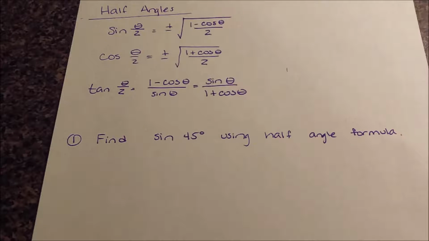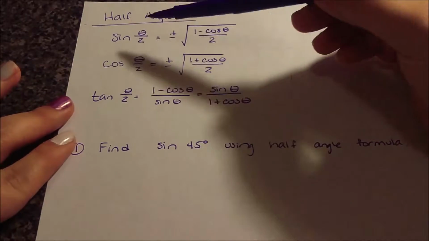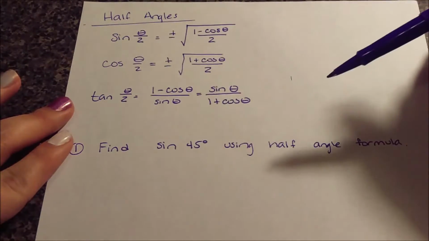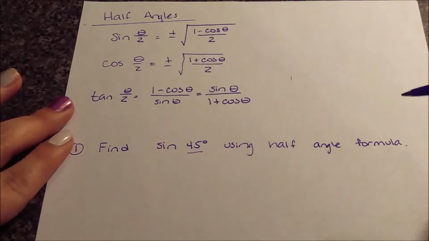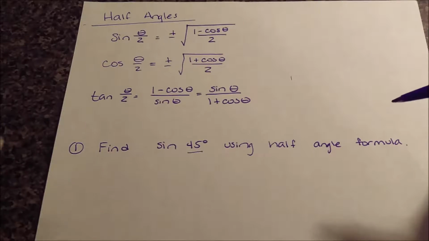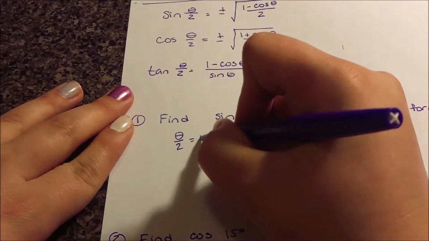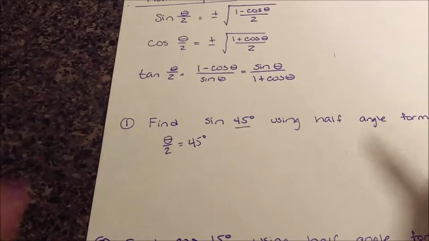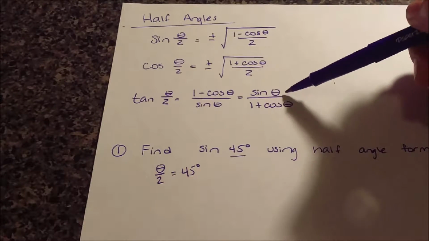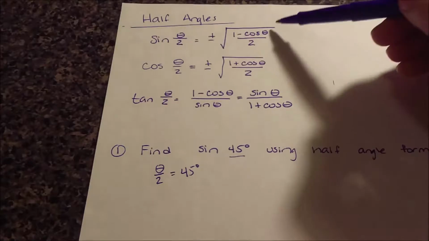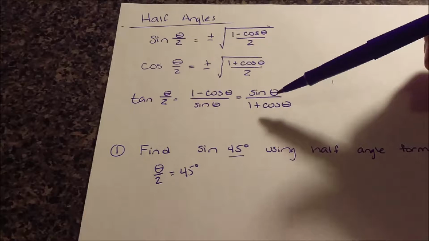So the first one, find the sine of 45 degrees using half angle formulas. Because it is the sine, I'm going to be using this very first formula. Now the angle that is given inside the trig function, the one that we're evaluating, that is the half angle. So I like to write down just kind of a little note section off to the side that the half angle is 45 degrees. Now inside the formula, we are using the full angle. And again, the reasoning for that is you might know the full angle from your unit circle, so you can plug that information into the formula.